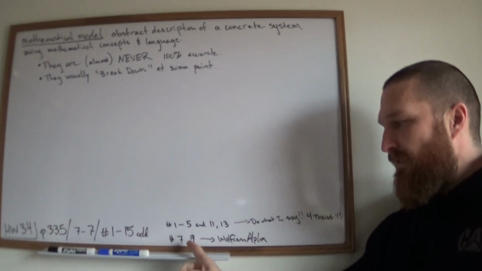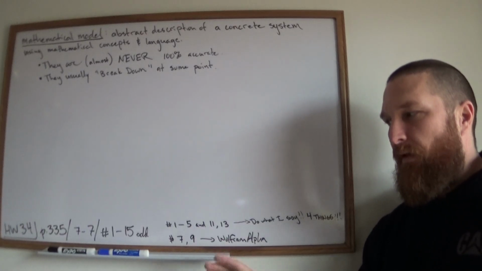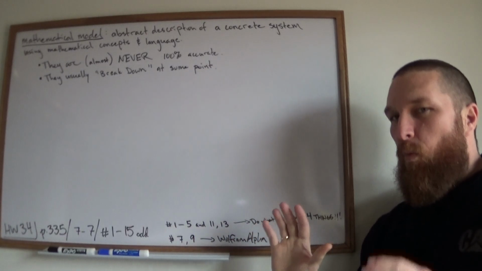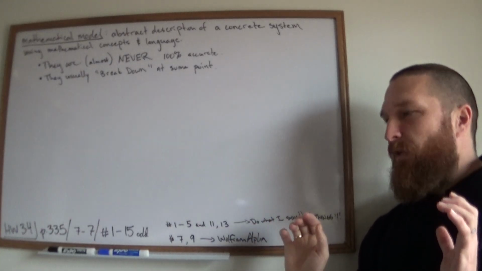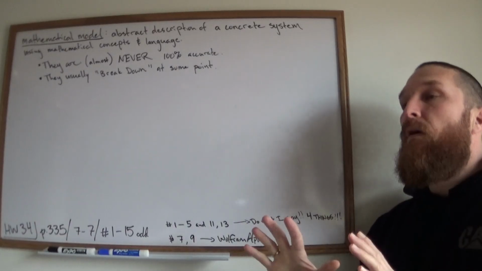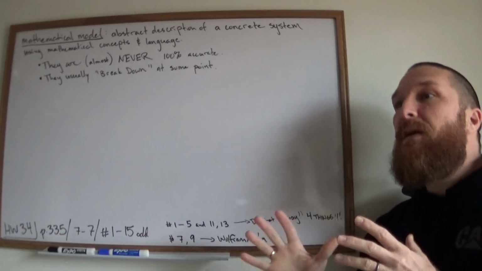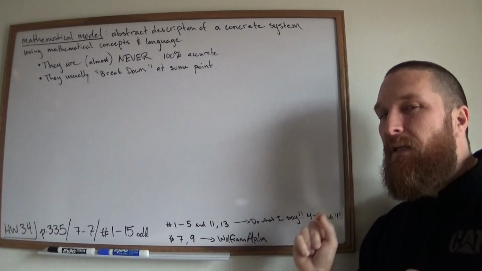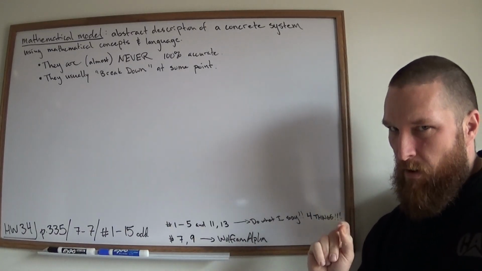And then for numbers 7 and 9, we'll talk about what they're asking for. I'm going to do a demonstration on Desmos and show you, basically teach you what the book tells you. I'm going to give you a bit more because there's more there.